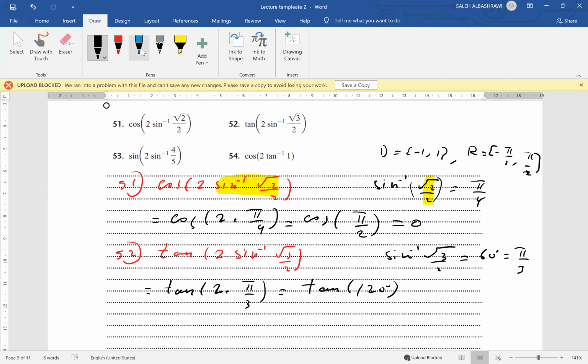This is in the second quadrant. We know that 120 is in the second quadrant, which means the tangent is negative. So this can be written as minus tangent of 60. Minus tangent of 60 is equal to the square root of the opposite divided by the adjacent. This is equal to minus square root of 3. So it is minus square root of 3.